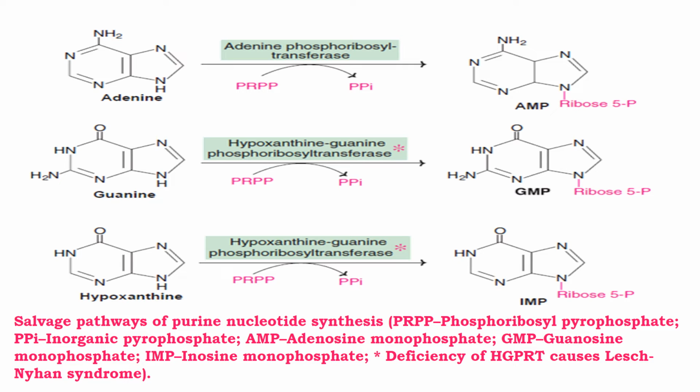HGPRT. So this HGPRT is a very important enzyme because through the salvage pathway we can recycle this guanine. If we have to recycle this guanine or hypoxanthine, we should have an enzyme which is called HGPRT. Likewise, as I told you yesterday, if we want to synthesize GMP or IMP from guanine or hypoxanthine, definitely we require this HGPRT.